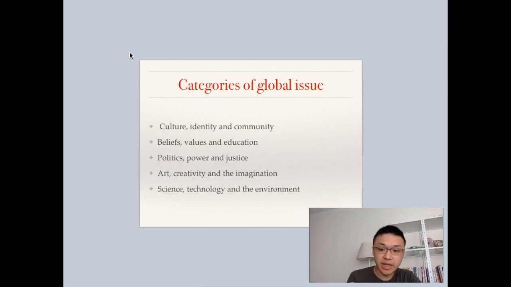A global issue can have multiple categories. These are some suggested by the IB: culture, identity, community, beliefs, values, and education; politics, power and justice; art, creativity, imagination; and science, technology, environment. If you have trouble choosing a global issue, because I don't know what work you're studying, it really depends on the text you're studying at school.